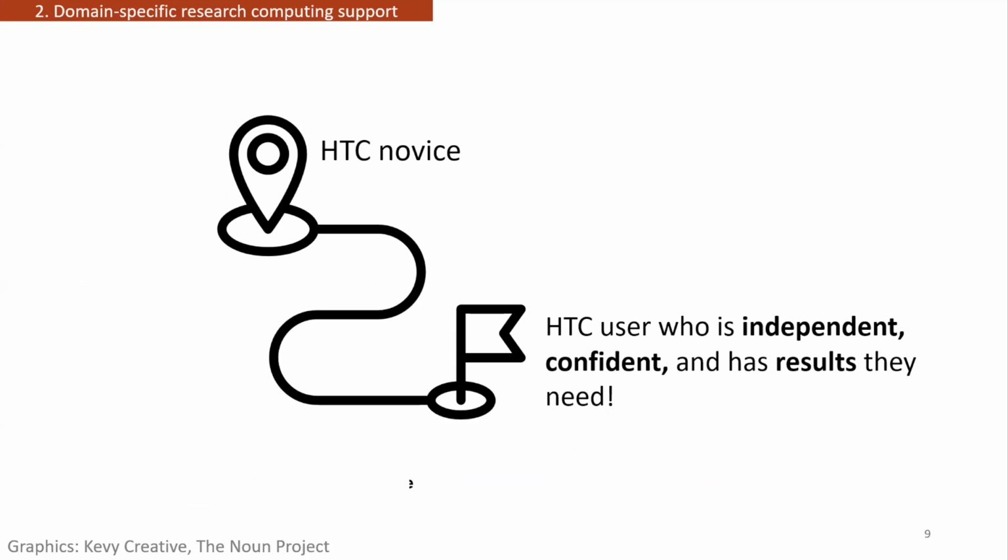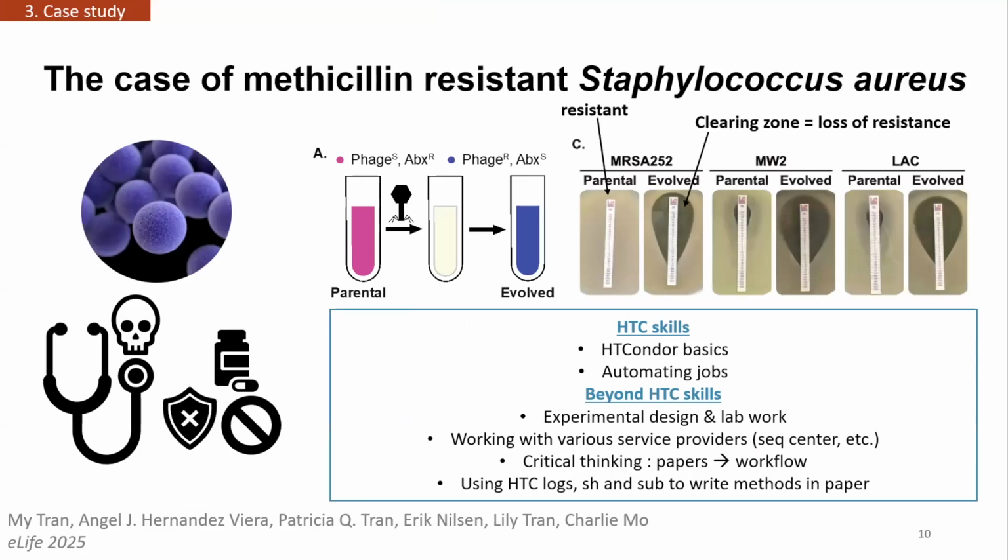And I intentionally did not use the word expert here because it really depends on what the users are needing. So to demonstrate this point, I'd like to highlight the work of one of our researchers in our department, Dr. Charlie Moe. And he works on bacteriophages. About a year and a half ago, he sought our research support program to learn about high throughput computing and how they can use that to analyze the vast amount of data that they were generating in the lab.